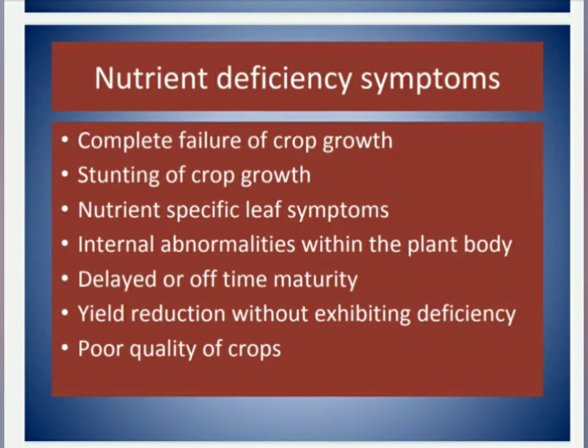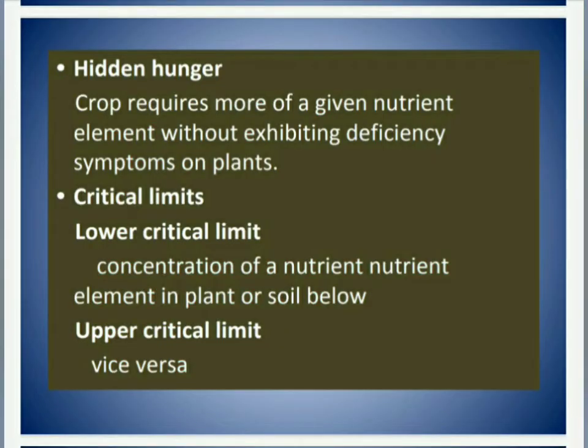Nutrient deficiency symptoms may be classified as complete failure of crop growth, stunting of crop growth, nutrient specific leaf symptoms, internal abnormalities within the plant body, delayed or off-time maturity, yield reduction without exhibiting any deficiency symptoms, and poor quality of crops. Hidden hunger may be defined as a situation in which a crop requires more of a given nutrient element but without exhibiting any deficiency symptom on plants.